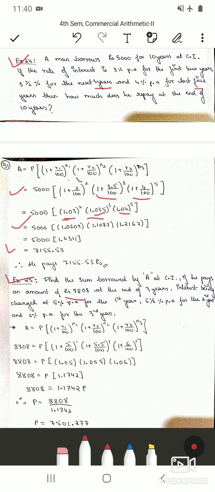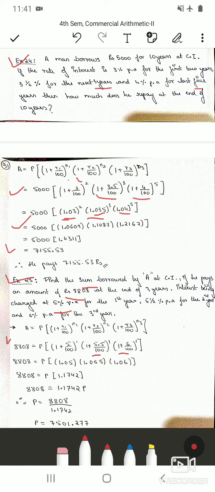So he pays an amount of rupees 8,808. So what we have to find out, we have to find the sum borrowed, that is nothing but your P value. So principal is unknown over here. So we will substitute whatever is given in the formula. So amount is 8,808 equal to P, which is unknown, into 1 plus 5 by 100 whole raised to 1, because for the first year the rate is 5%, and then for the next year it is 5.5%, for the third year it is 6%.